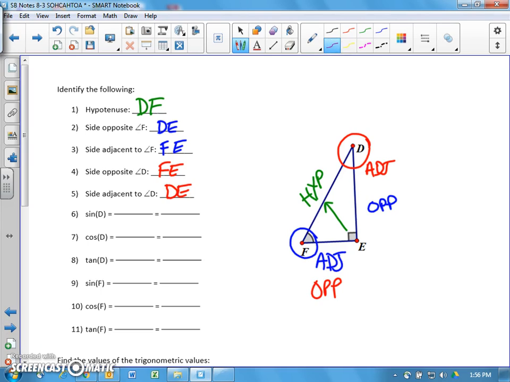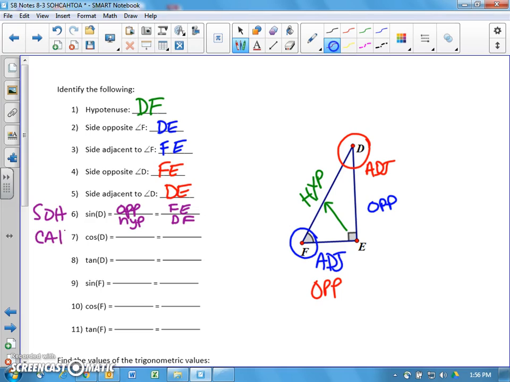I want you to write these out. Sine is opposite over hypotenuse. That's our SO in SOHCAHTOA. So for angle D, this is our red angle. Opposite is the side FE, and hypotenuse is the side DF.